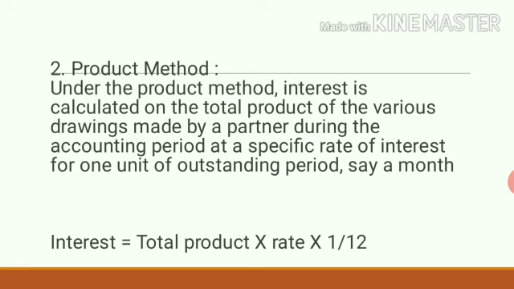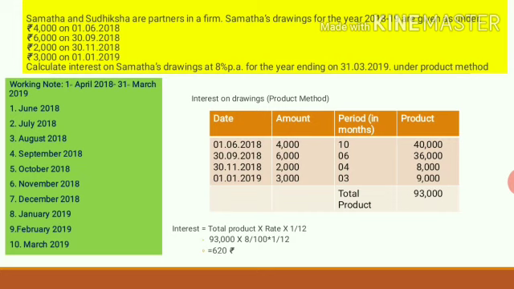Now, let us go for the problem. Samatha and Sudiksha are partners in a firm. Samatha's drawings for the year 2018-19 are given as under. Rupees 4,000 on 1/6/2018, Rupees 6,000 on 30/9/2018, Rupees 2,000 on 30/11/2018, Rupees 3,000 on 1/1/2019. Calculate interest on Samatha's drawings at 8% per annum for the year ending 31st March 2019 under product method.